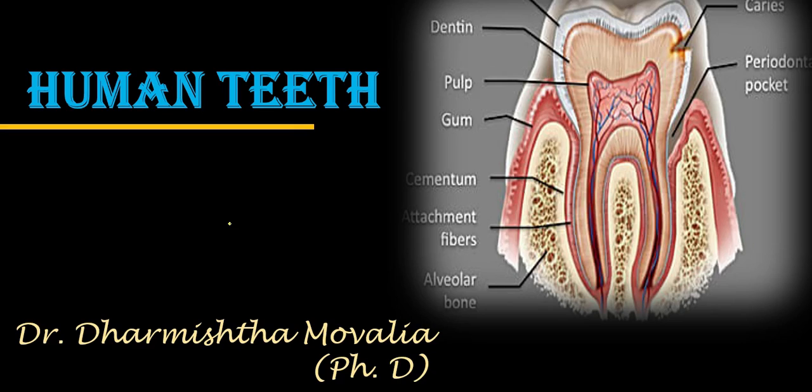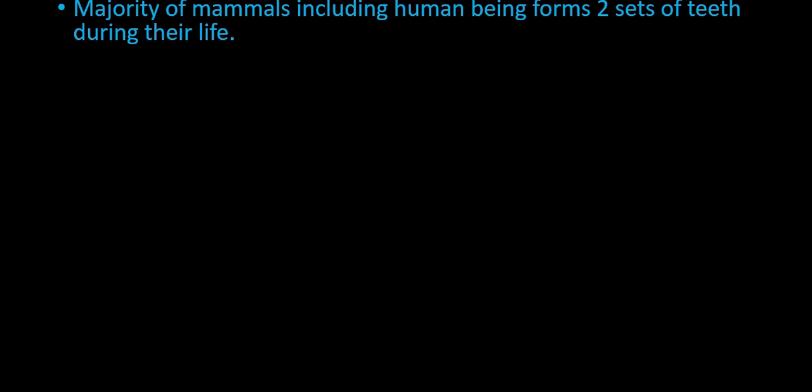Today we will discuss the structure of human teeth. That is one of the important parts of our oral cavity and the topic of digestion and absorption of food of standard 11th. Now we know the main function of teeth: they particularly help in the biting, tearing, shearing and mastication of food.